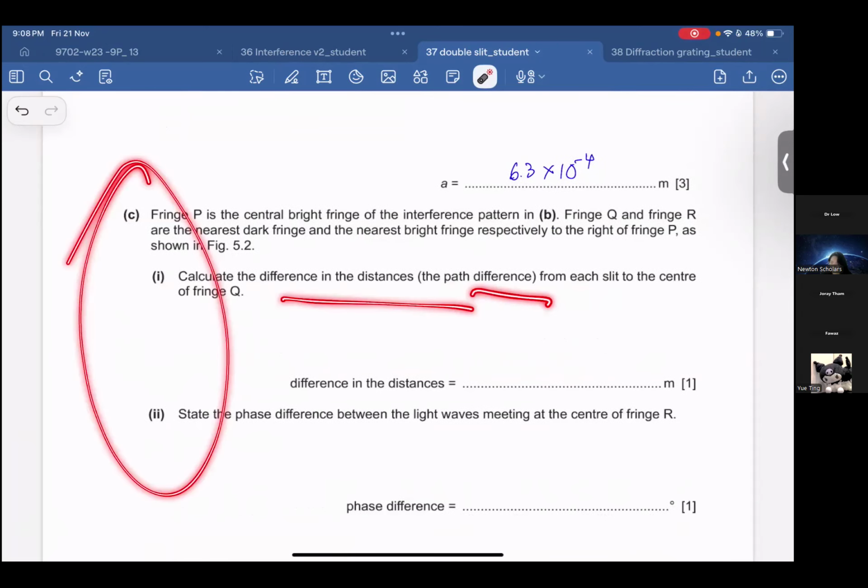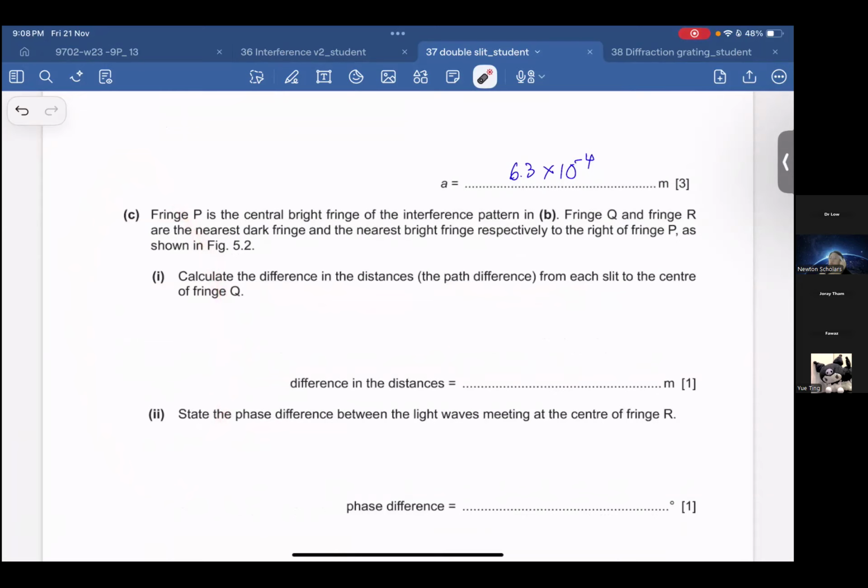The path difference and phase difference. You see these two questions, they are quite similar. The way they're asking is quite similar. Ask you path difference, then ask you phase difference. Fringe P is the center. Q and R are the nearest dark and bright fringes. Then calculate the path difference from the center to the center of fringe Q.